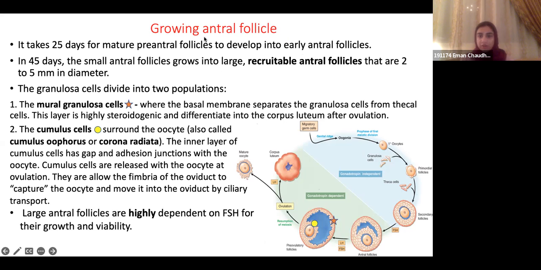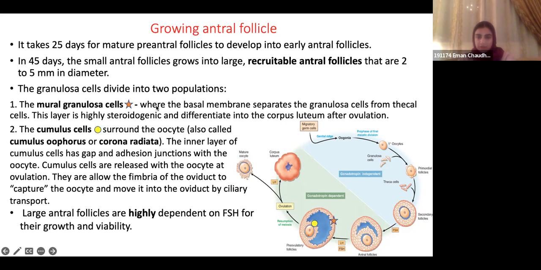For example, the antral follicle, I think the dominant follicle, the larger antral follicle takes around 45 days until it's called in and then becomes a dominant follicle, and then it ruptures to release its oocyte, right? So they take different times and different stages take different amounts of time. I'll show you a diagram towards the end of the lecture that shows that, okay?